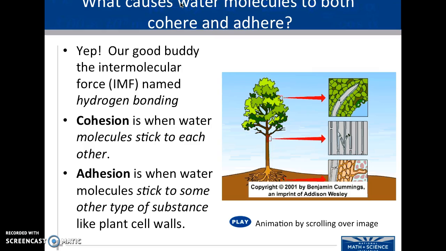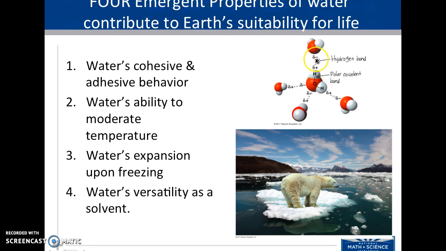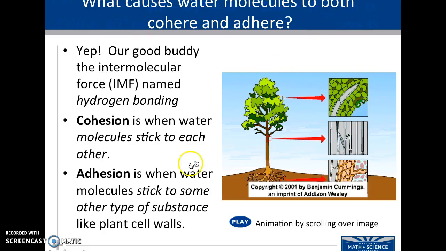What causes these water molecules to cohere and adhere? Specifically, intermolecular forces or hydrogen bonds. So if we look back, we see that this bond is an intermolecular force or a hydrogen bond. And so they're not physically bonded, this can break, but they are attracted to each other. Cohesion is when water molecules stick to each other. It happens all the time. And then adhesion is when water sticks to other substances.